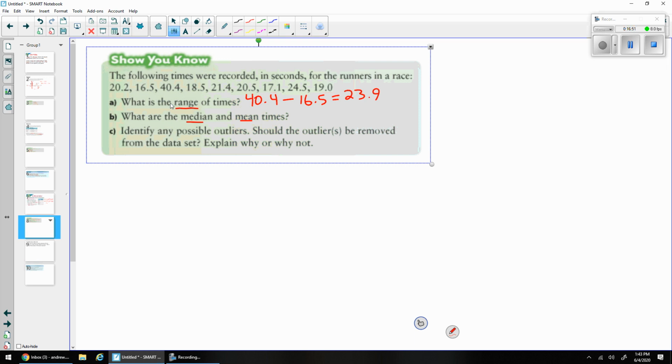To find the median, we again have to arrange them all in order. So let's find the lowest, 16.5, and then 17.1. Median means middle, so we have to have them in order. Then 18.5 it looks like, and then 19.0, and then 20.2, and then 20.5, and then 21.4.